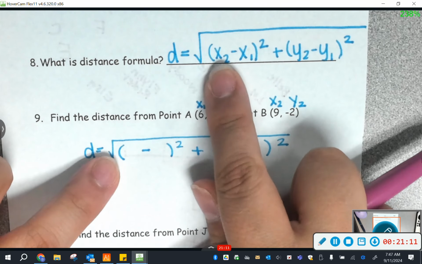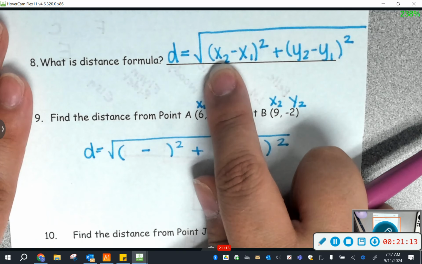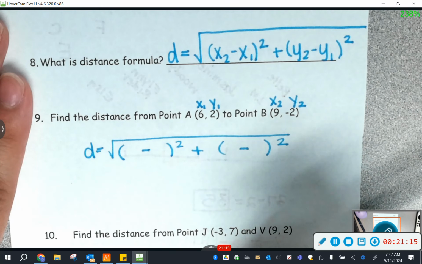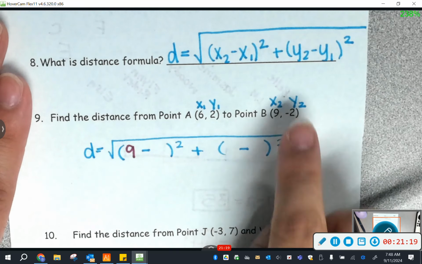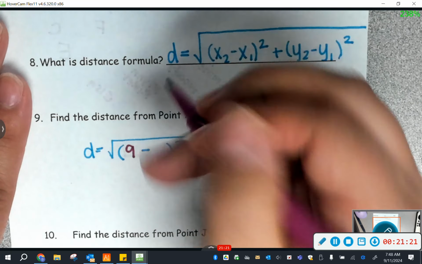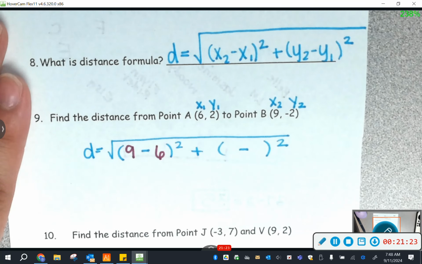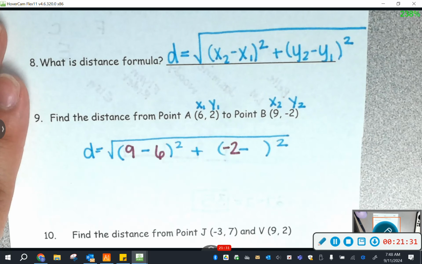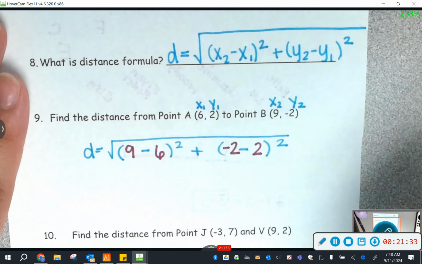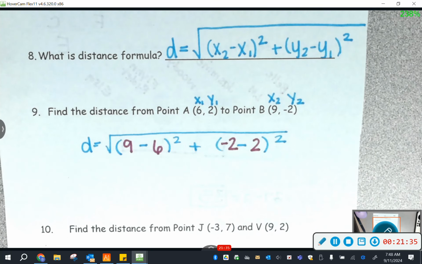And now I'm just going to plug in the different numbers. What is my X2? 9. What is my X1? 6. What is my Y2? 19. What is my Y1? 2. Again, for your test, you're going to stop right there.